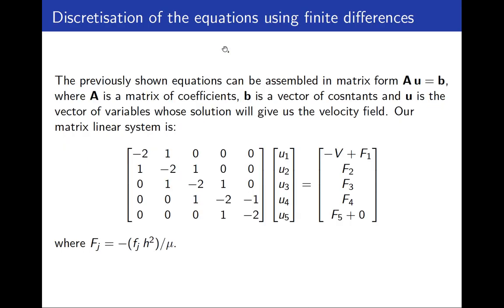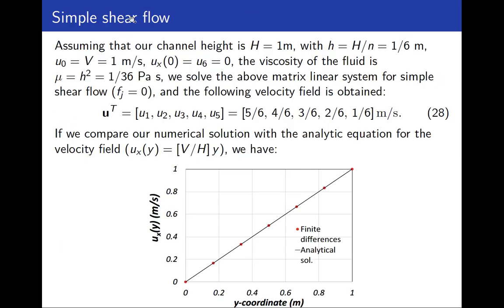So now let's solve this linear system for the simple shear flow. Remember that for simple shear flow, f is going to be equal to 0. Now let's put some values to these constants. We have our channel height, which is equal to 1 meter. Then h, I specified 6 cells, so the cell size is equal to 1 over 6 meters. Then I'm specifying a velocity at the top plate equal to 1 meter per second, and the velocity at the bottom plate is equal to 0.